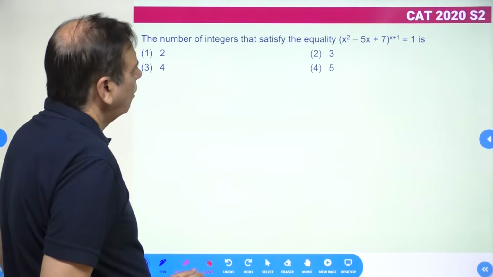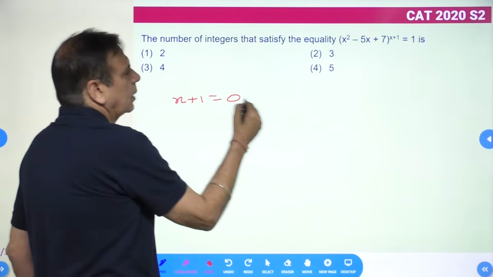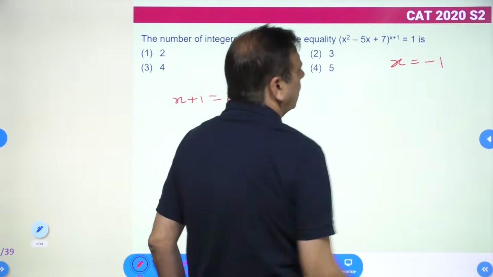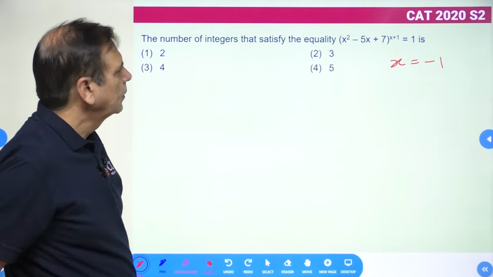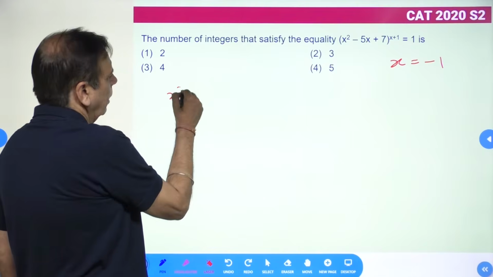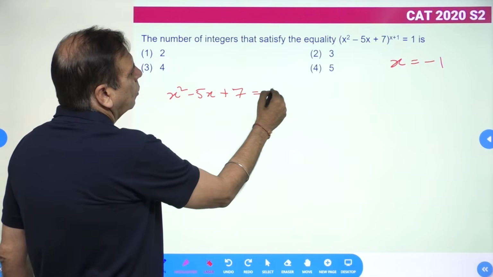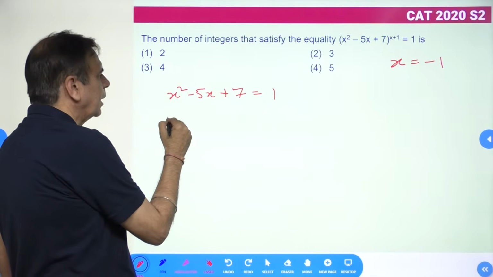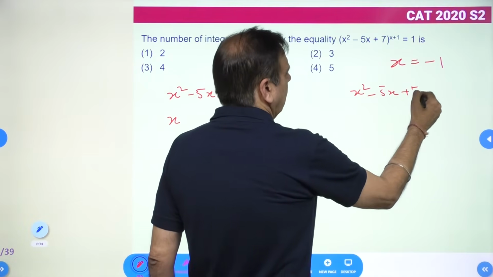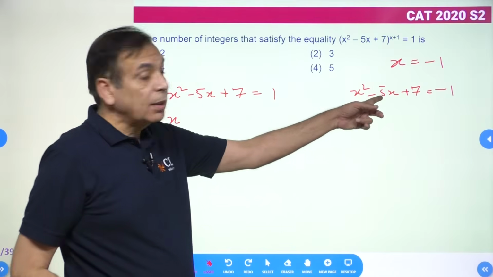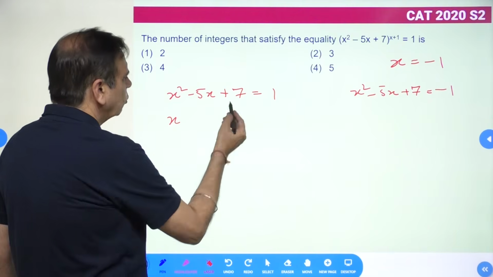Number of integers, the top one is x plus 1. So if x plus 1 equal to 0, that means one solution is x equal to -1. If x is equal to -1, power becomes 0. So one case done. Second case is base, which is x square minus 5x plus 7 should be equal to 1. And the other case will obviously be x square minus 5x plus 7 equal to -1. But in this case what we want is the power should be even. Let's do this case first.